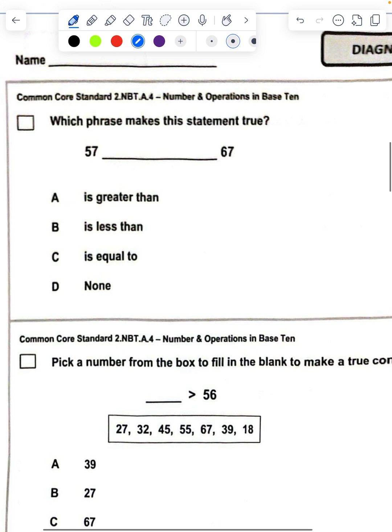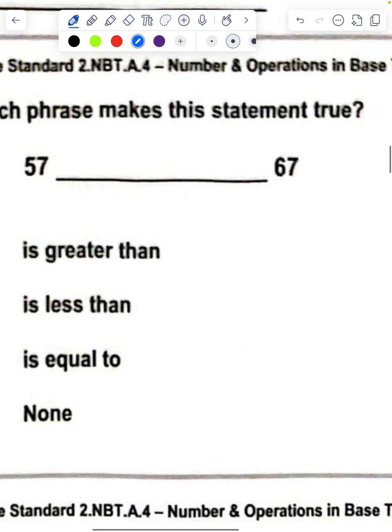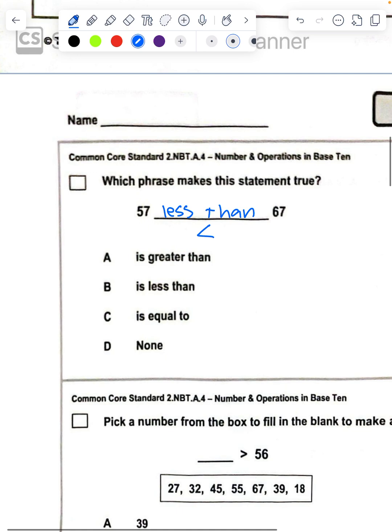Next, it asks, which phrase makes this statement true? 57 is blank then 67. So 57 is less than 67, so it'd be less than, or this way. So it would be B.